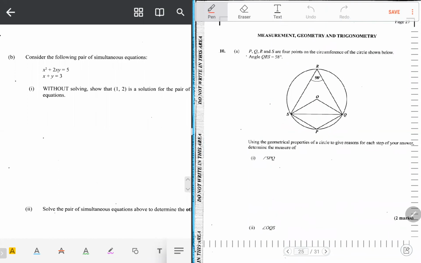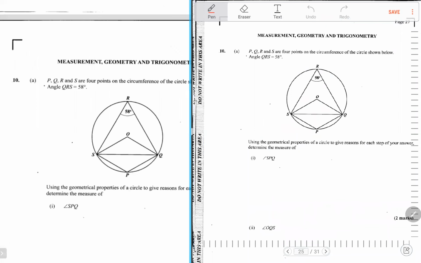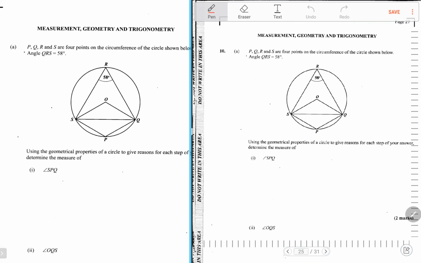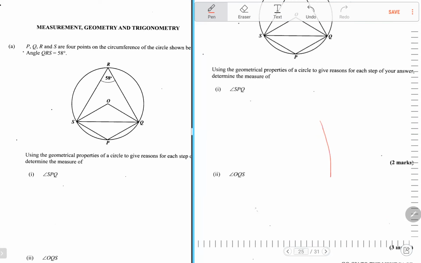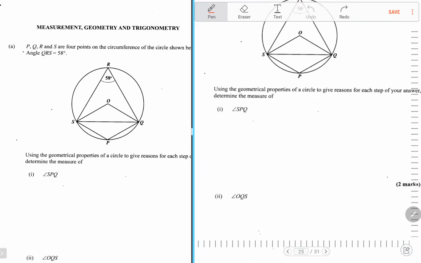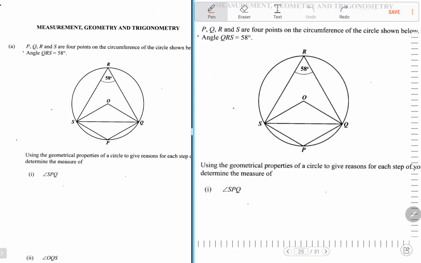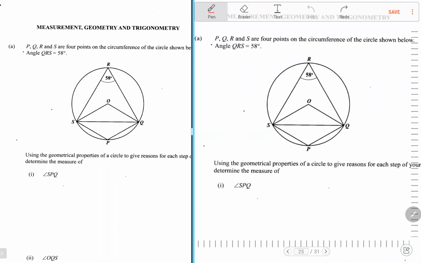All right, so question 10. Question 10 is a circle theory question, right? Remember your 7 rules: center rule, diameter rule, same segment rule, tangent and radius rule, 2 tangents rule, cyclic quadrilateral rule, tangent and chord rule. All right, so that we're doing in class all the time.